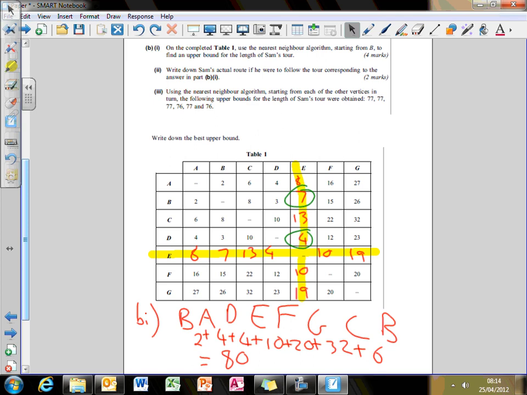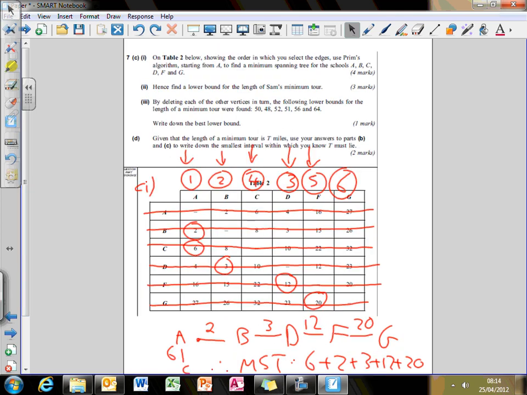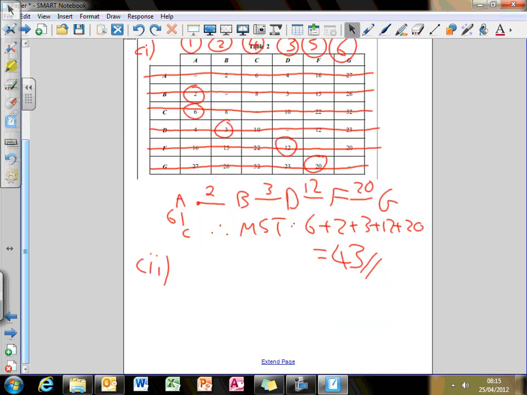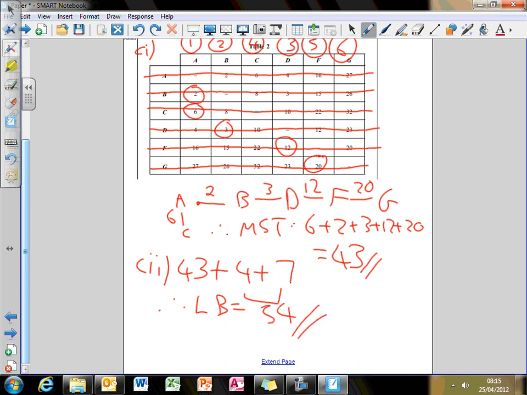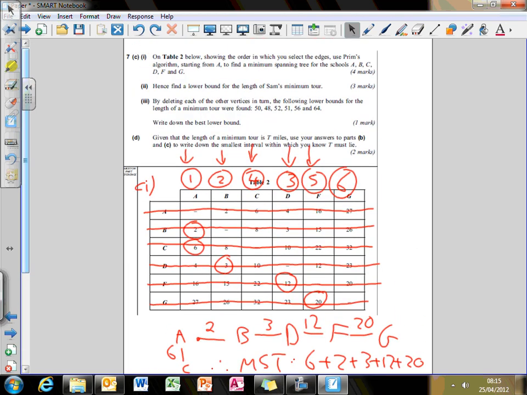So for our lower bound, let's skip forward one. This is simple now. For this, it's going to be 43 plus 4 plus 7, i.e. the 2 shortest back from the previous page. So therefore, our lower bound, if we add those numbers together, is 54. And that's 3 marks. Not too bad at all. Okay, scrolling back up.